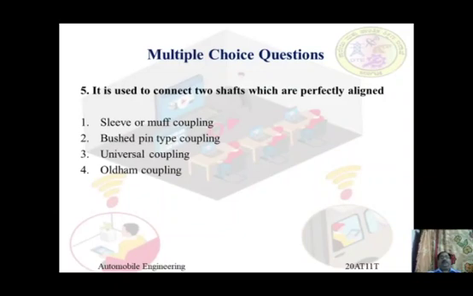See students, here options 2, 3 and 4 are examples of flexible coupling, which are used for joining or connecting two shafts which are misaligned. But here the question is, it is used to connect two shafts which are perfectly aligned. So in rigid coupling, we are connecting two shafts which are perfectly aligned. So the sleeve or muff coupling is the example of rigid coupling. So here the option is 1. 1 is the correct answer for this question.